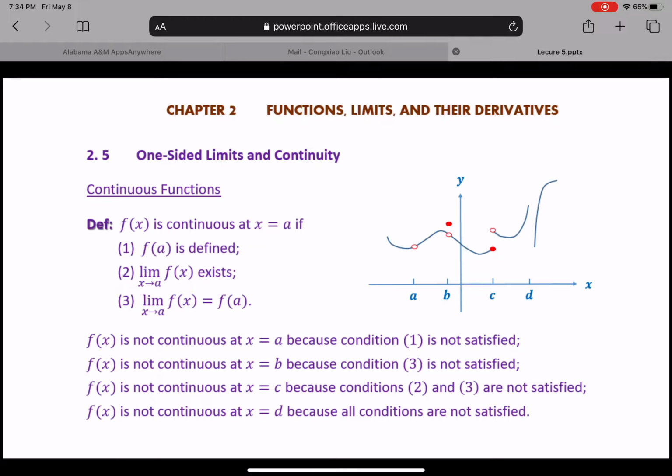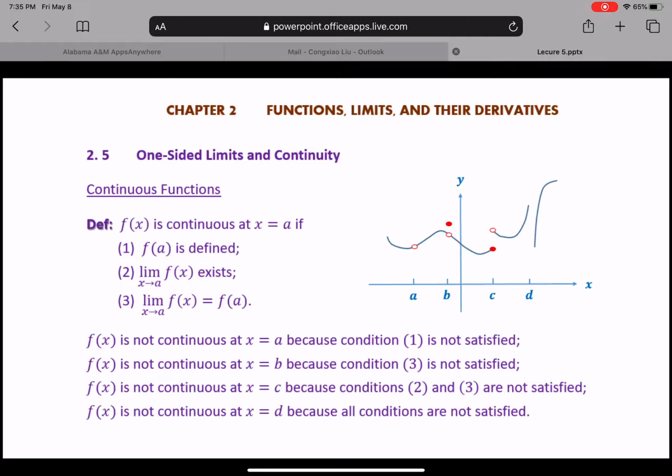At x equal to b, the function is defined. That is the closed point on the top. But this function is still not continuous because condition 3 is not satisfied. The limit exists in this case, which is the open circle, but it does not meet with the function value of the closed circle.